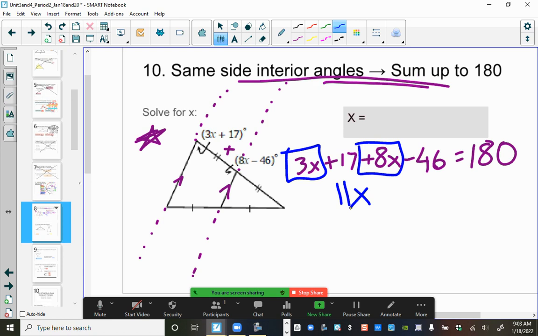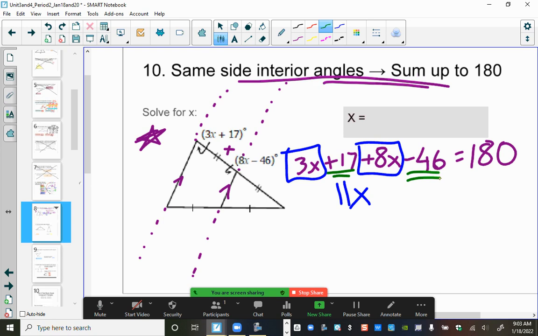Now, the 17 and the negative 46, watch your signs. They're on the same side, so you just combine them. But remember, they're opposite signs. So are we adding or subtracting the two numbers? If you need a calculator, let me know, I'll get you one. So what's a positive 17 and a negative 46 going to give us all together?